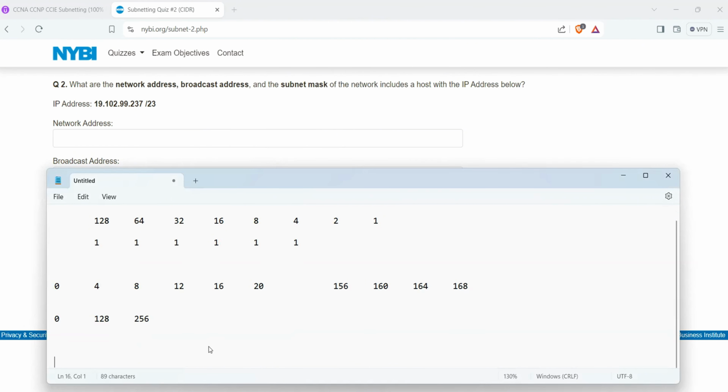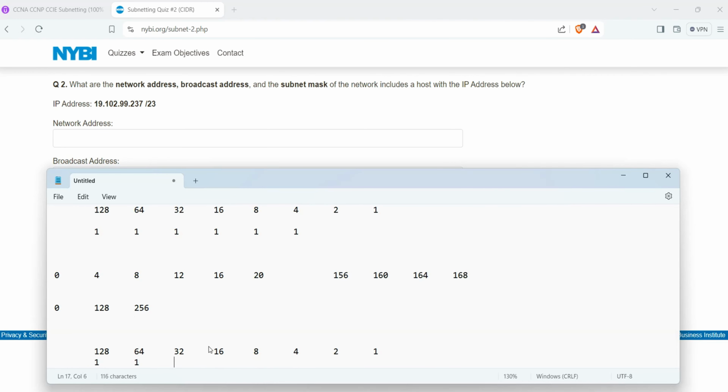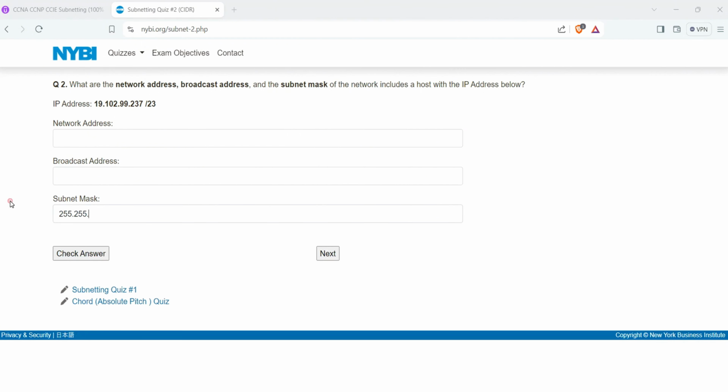Okay, let me put this again over here. 64, 32, 16, 8, 4, 2, 1. So what are the 7 bits? 1, 2, 3, 4, 5, 6, 7, and 0. So if I add them up together, I get a 254. So this is 254.0. Okay, which numbers don't change?